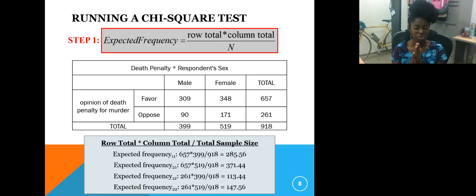So step 1, it's pretty simple, right? I mean, it's pretty straightforward, I should say. Just looking at the equation, understanding what we're going to do. Row total times column total divided by total for all of our values. For a male that favors, a male that opposes, a female that favors, a female that opposes. Are we concerned with the totals? No, because that's actually our equation, right? So we're only concerned with making expected frequencies for observed frequencies that actually mean something, right?